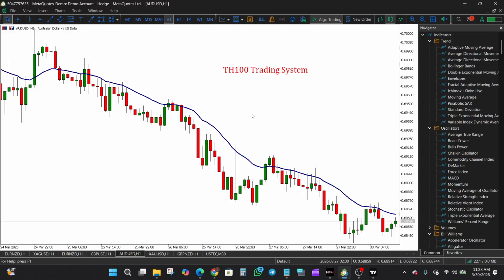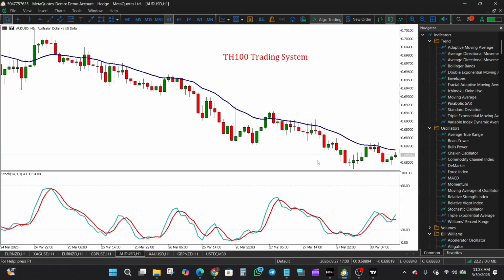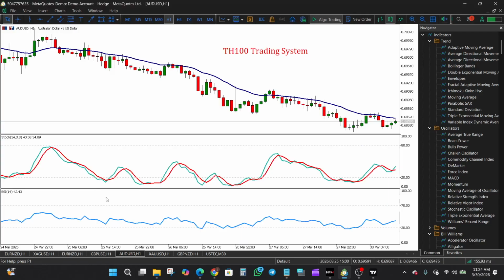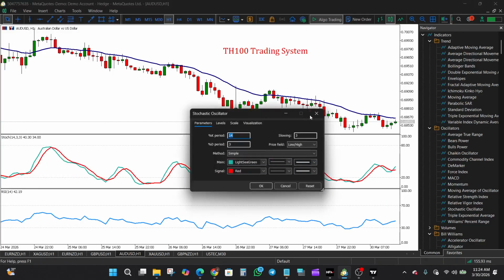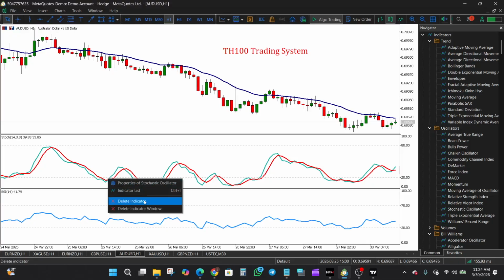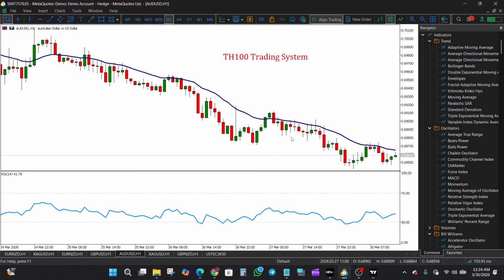You can also use momentum based tools. Momentum based doesn't necessarily mean you must use the stochastic, but of course you combine moving averages and then momentum based indicators. Take for example, let's just say we want to use the RSI. Now let's just remove this.